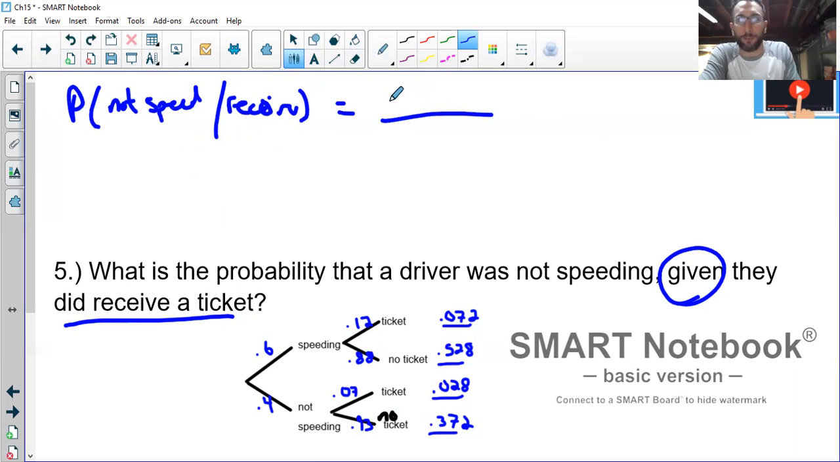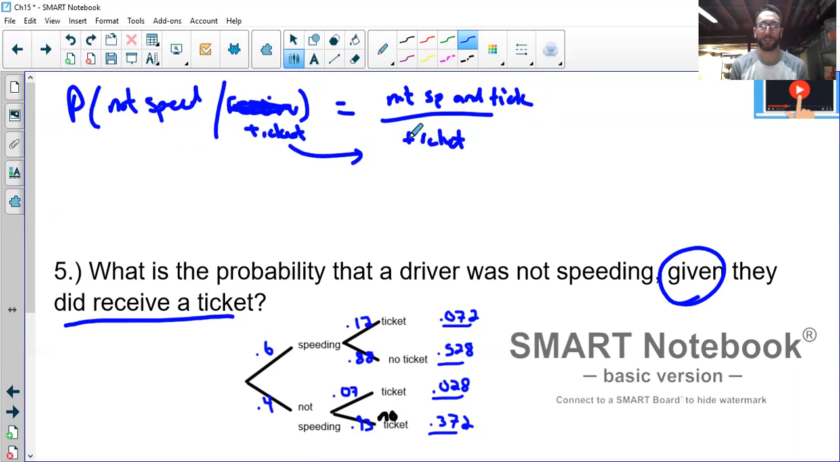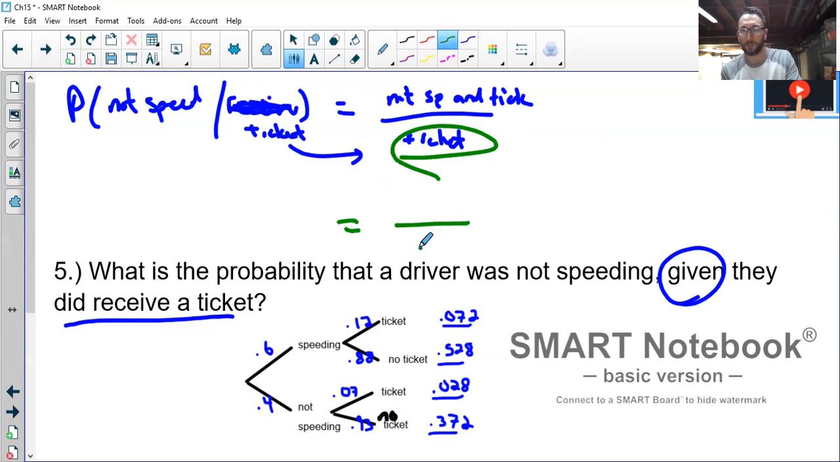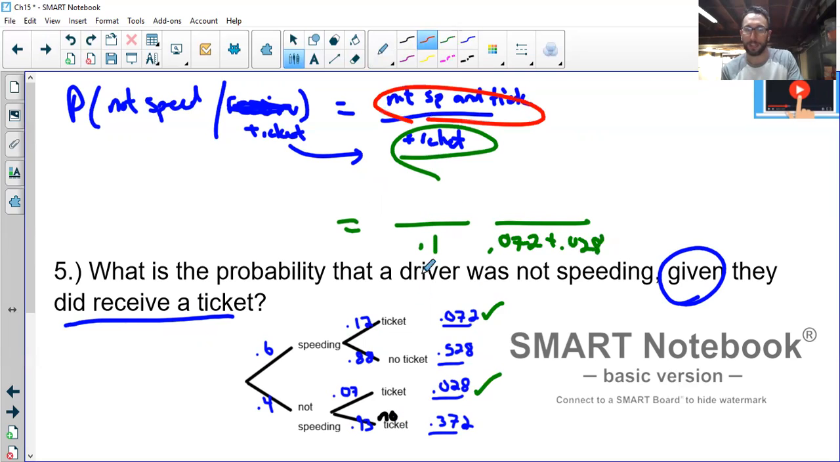So numerator, always the same, right? Both. Numerator, not speeding and ticket. Denominator, the total that received a ticket. So in our denominator, we want the total that received a ticket, which we at this point probably remember is 0.1, but if we don't, we're looking at these two spots, ticket or ticket, because we're adding. And then the numerator, we've got not speeding and get a ticket.